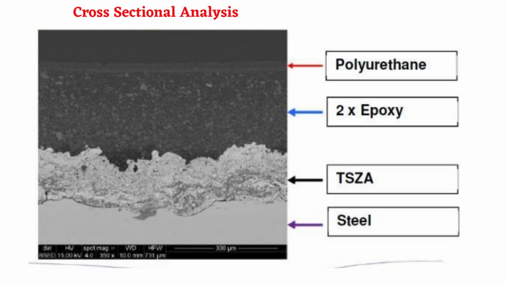Then let us proceed to cross-sectional analysis. This is another method, and it involves taking a cross-sectional sample of the coated material, and we can examine it under a microscope. This method is more complex and it may require some specialized equipment and expertise.